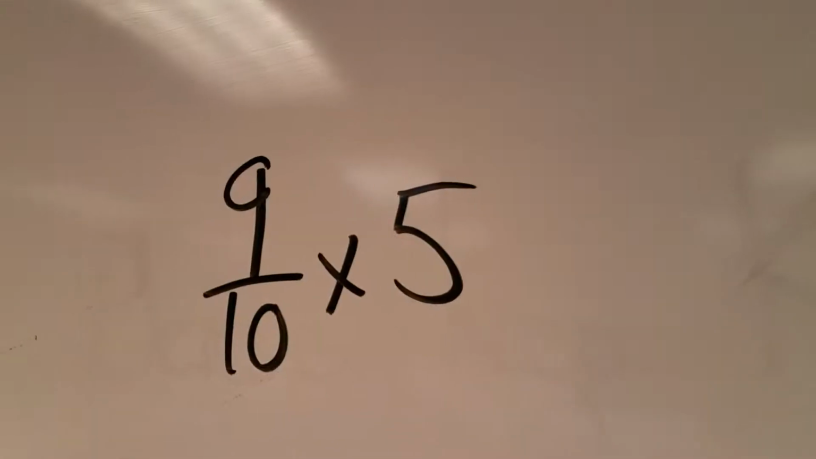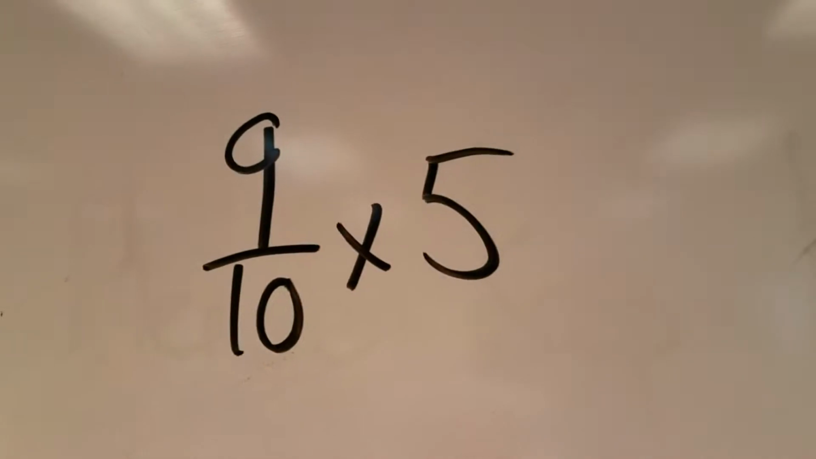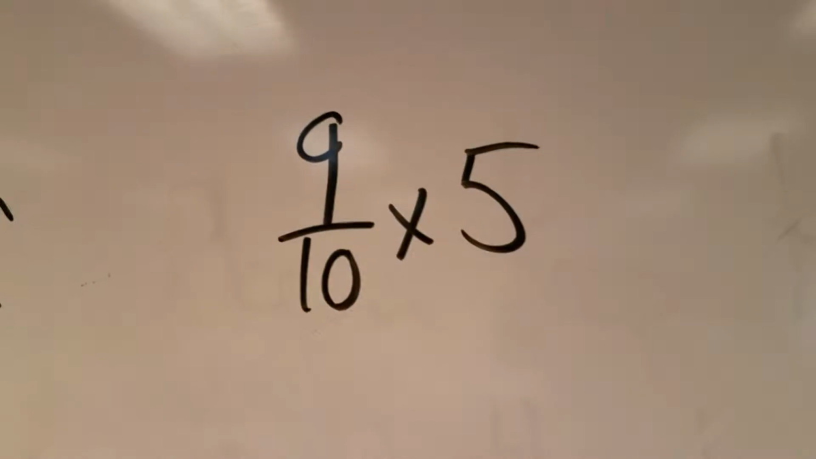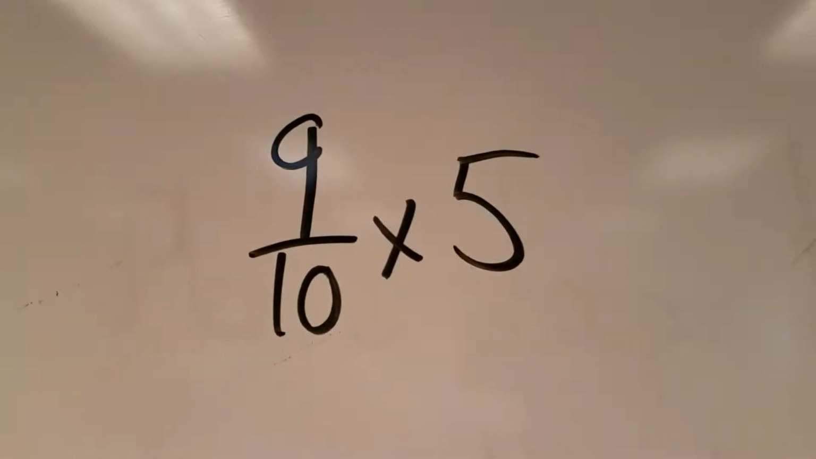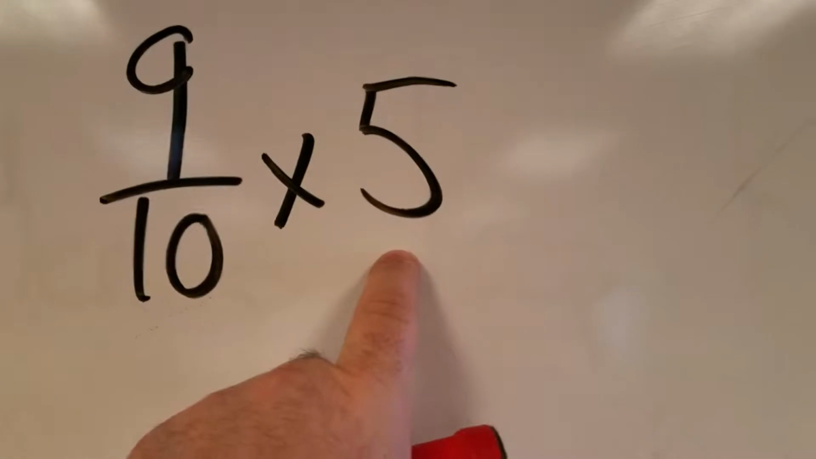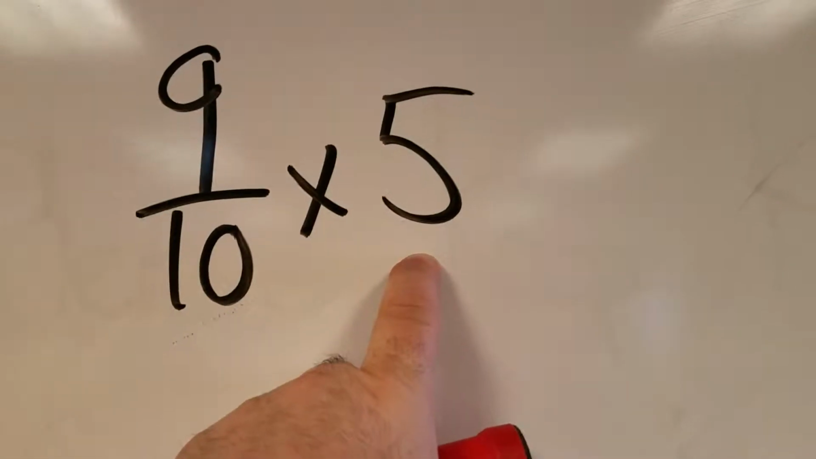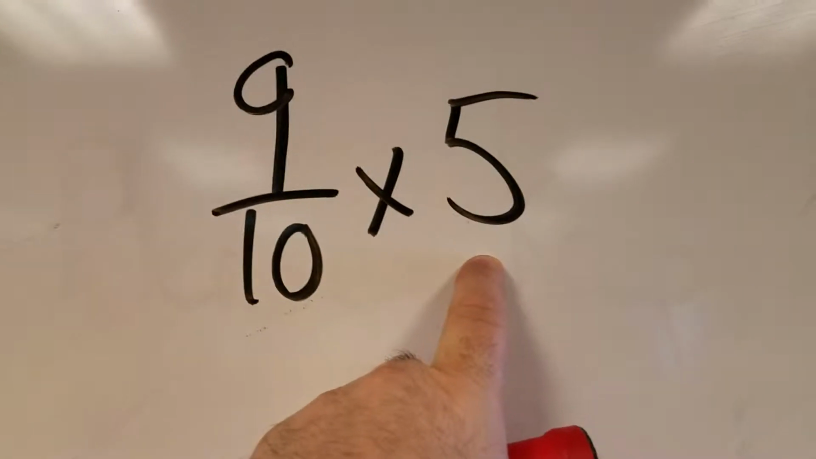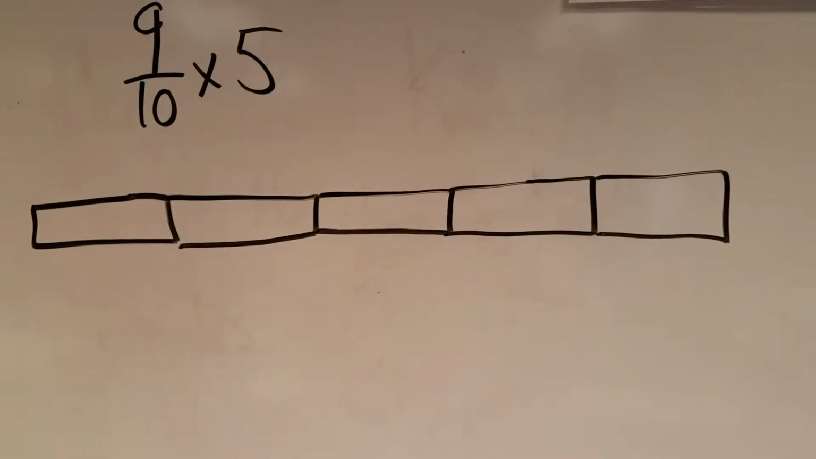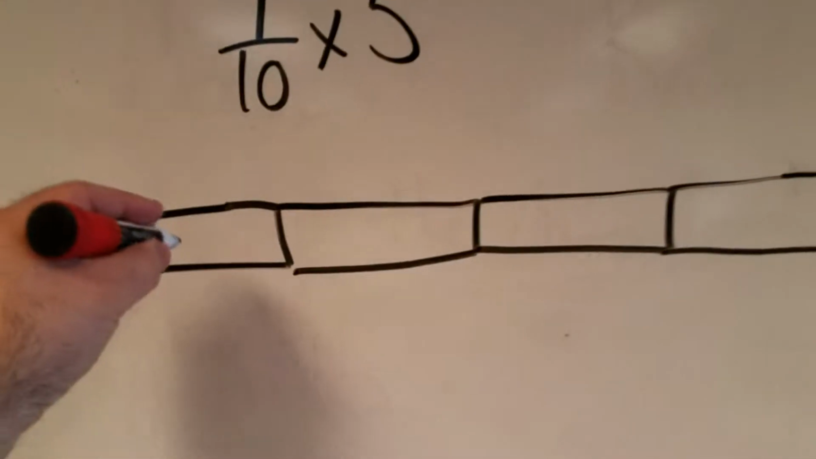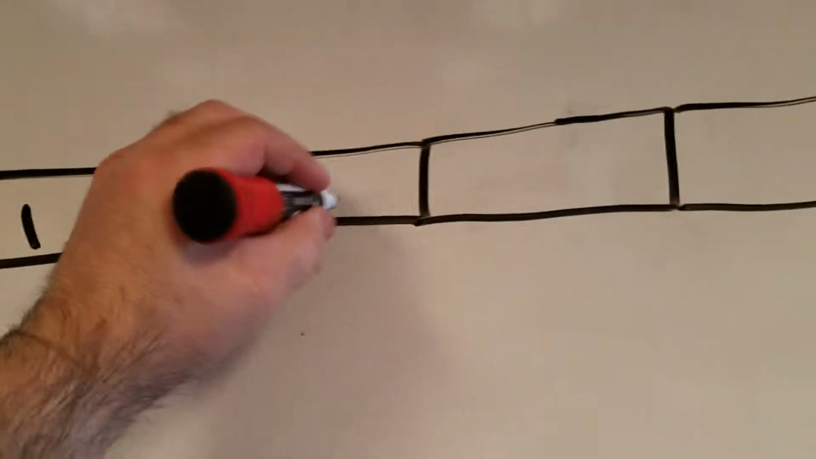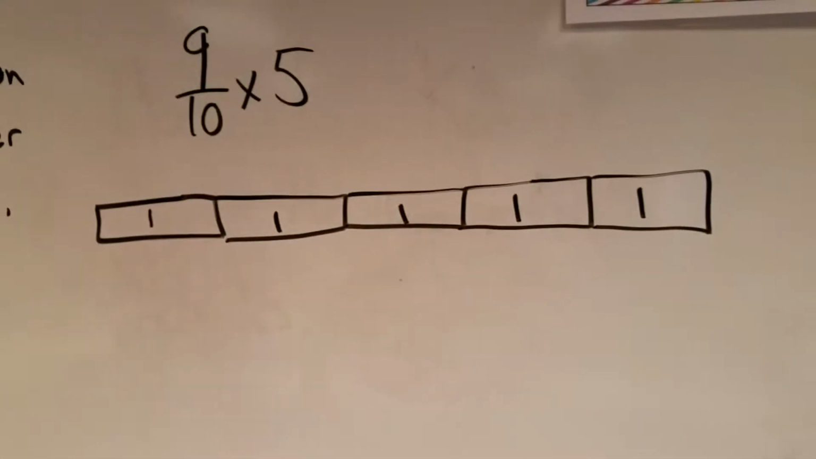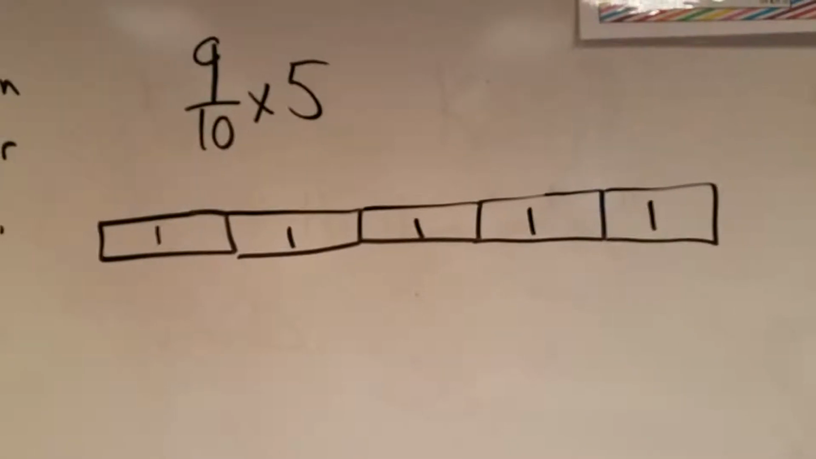First one we're going to concentrate on is when the fraction is first. We're going to use what I like to call the bar model. So the first thing we're going to do is think, okay, 9/10 times 5. I have 5 whole numbers here. So I'm going to draw 5 bars representing each whole. So 5 bars, 5 whole numbers. All right, so here are my 5 bars, and I'm going to put a 1 inside each bar, representing that each one is one whole, so there are 5 wholes there.